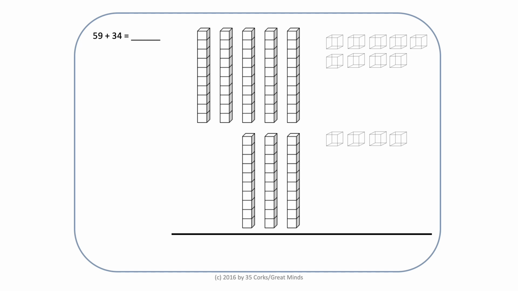So I'm vertically aligning 4 ones to 9 ones. So now our cubes are all arranged. So we're ready to add. What is 9 ones and 4 ones?